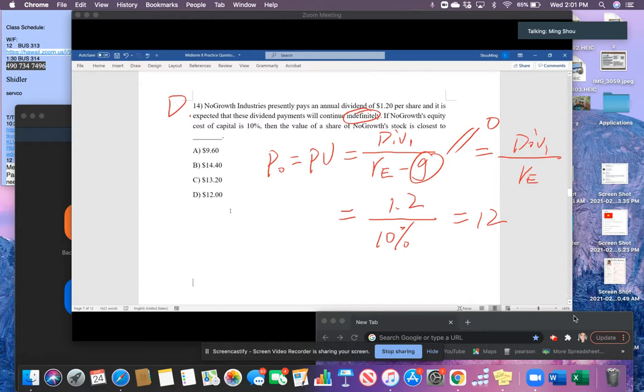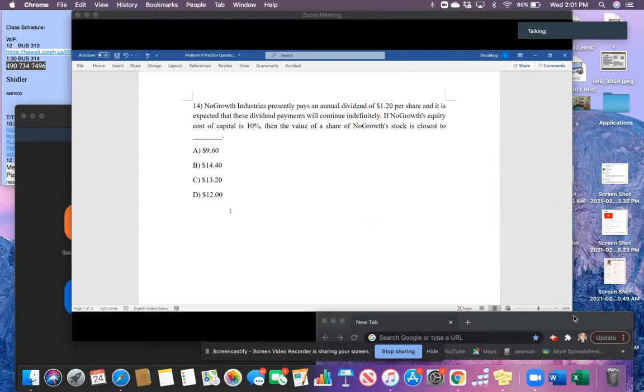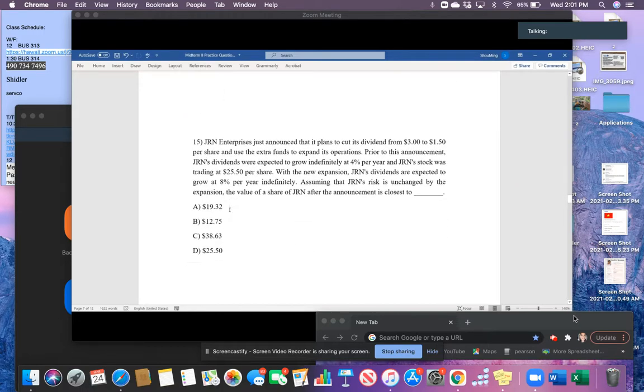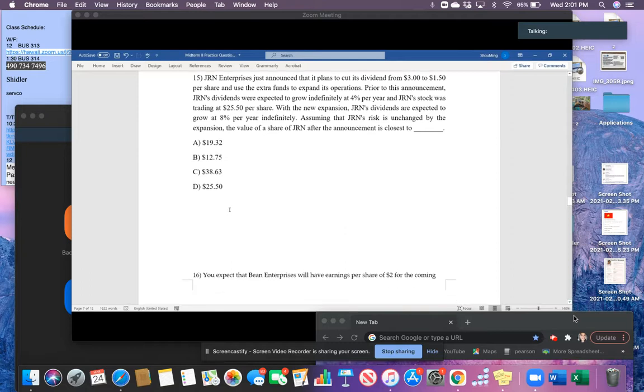So final question. Question 15, the GRN Enterprises just announced its plan to cut its dividend from $3 to $1.5 per share and use the extra funds to expand its operation.